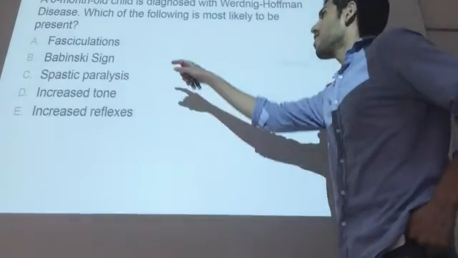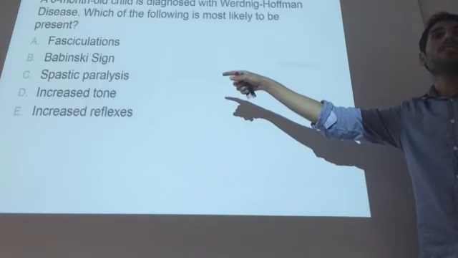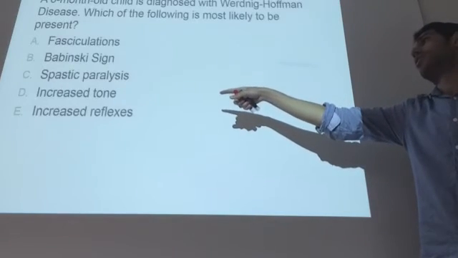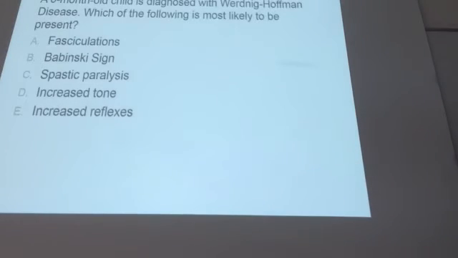Perfect. Okay. Spastic paralysis is going to be seen in upper motor neuron. Increased tone? Increased reflexes? What if you had a patient presenting with all 5 of these? What would you think? Perfect.